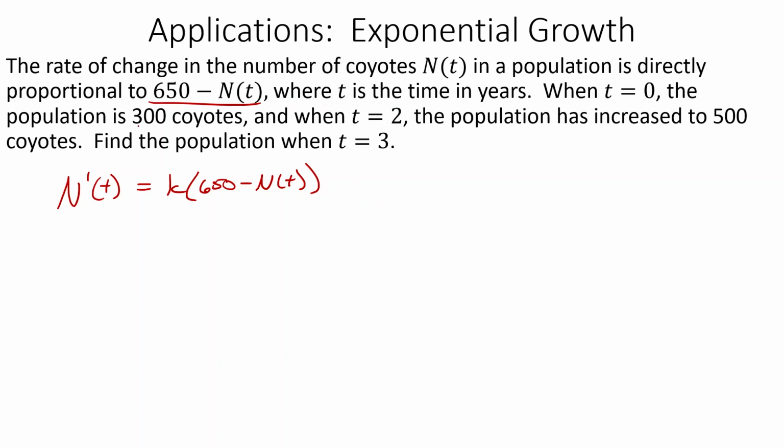When t equals 0, we have 300. So we got 0, 300. When t equals 2, the population is increased to 500. Ooh, busy coyotes. And find the population when t equals 3.